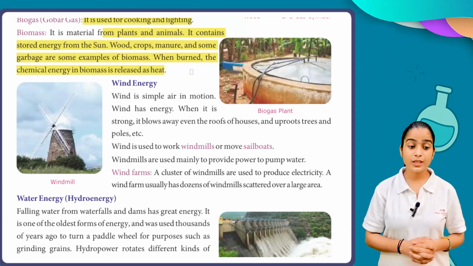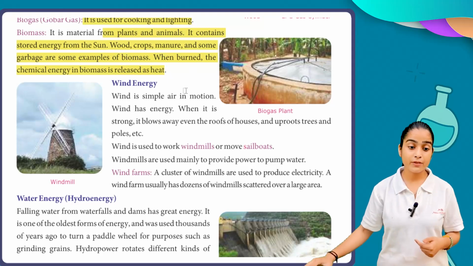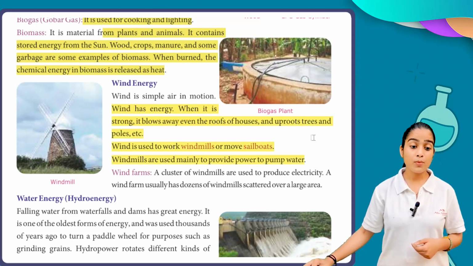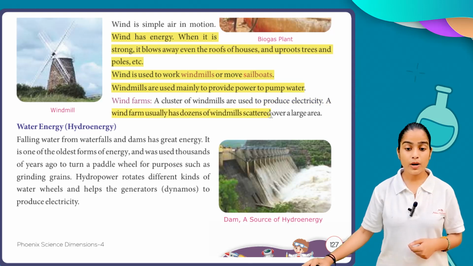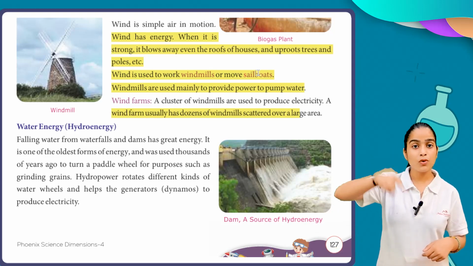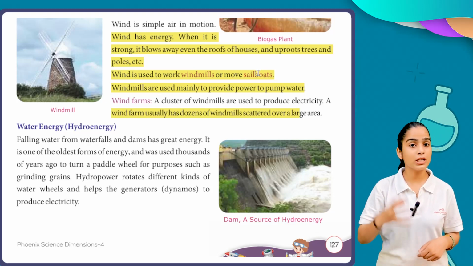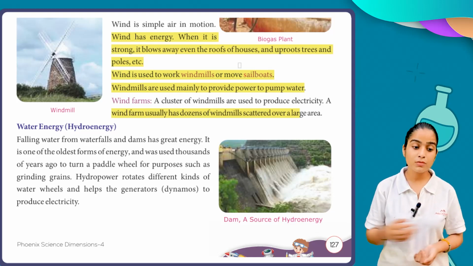Now we have wind energy. With the help of wind energy, we make electricity. Wind is simply air in motion. Wind has energy. When it is strong, it blows away even the roofs of houses and uproots trees and poles. Wind is used to work windmills or move sailboats. Windmills are used mainly to provide power to pump water. Wind farms, clusters of windmills, are used to produce electricity. A wind farm usually has dozens of windmills scattered over a large area. With the help of wind, the windmills move, and when they move continuously, they help us generate electricity.